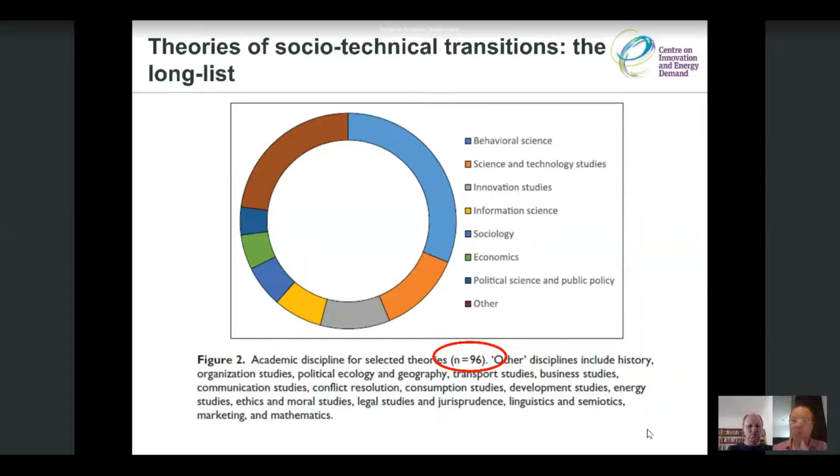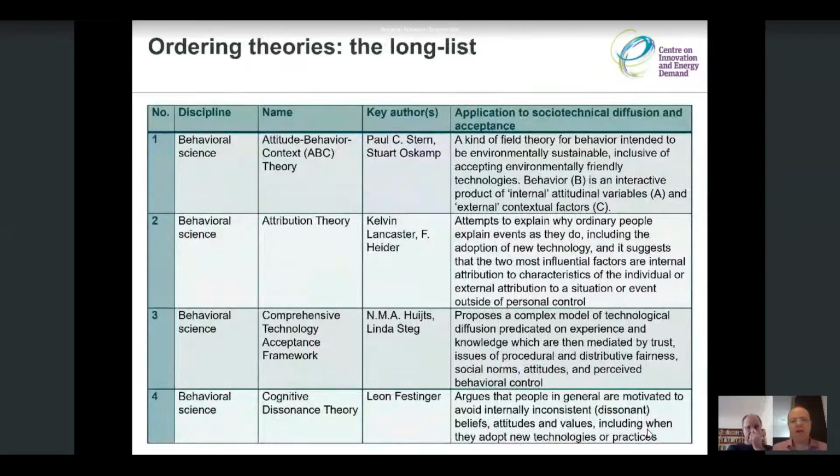And you can see here, they come from a whole variety of disciplines: behavioral science, STS, innovation studies, business, economics, geography, political ecology, development studies, feminist studies. And what we did, in a fairly arbitrary way, was create a whole list of theories. You can see all 96 in the appendix of the article if you want. They're in order by discipline, so you can see B, behavioral science, which is why they go first. We tell you the name, who the authors are, and how it applies to transitions, or what we called socio-technical change.